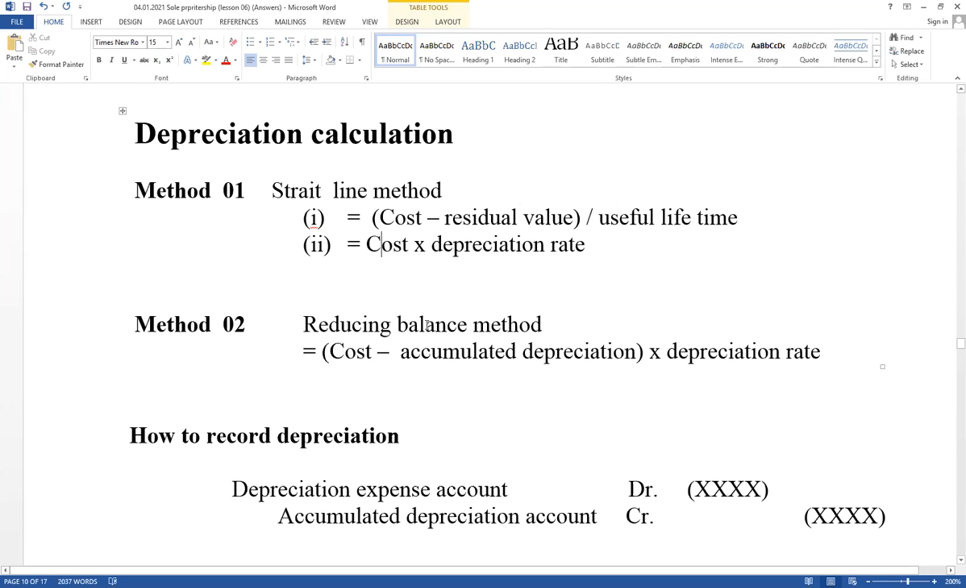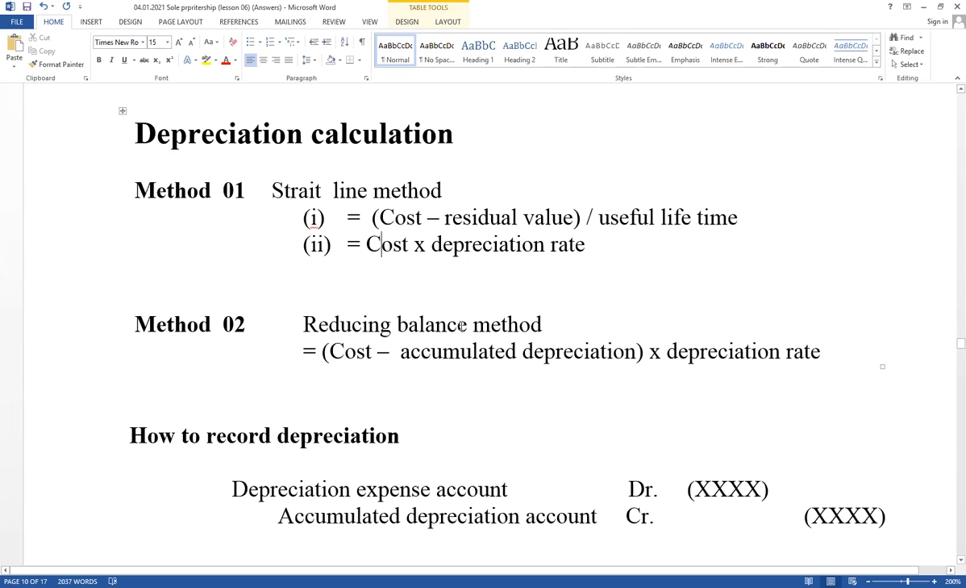Two methods can be applied: straight line methods and reducing balance methods. Straight line basis, this is the way you have to calculate. If this information is given, you have to apply this equation. If cost value, residual value, and useful lifetime are given, you have to apply this equation. If cost value and depreciation rate are given, you have to apply this equation.